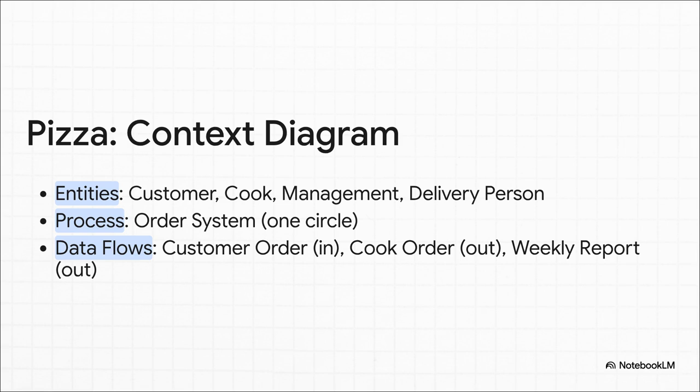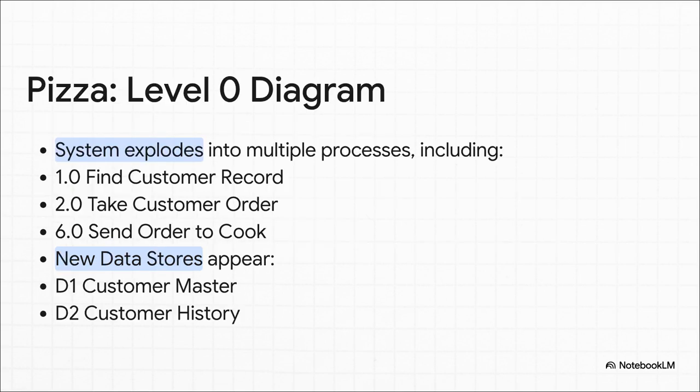We only see what's happening on the outside: the customer, the cook, management, and the delivery person, and the main chunks of data flowing in and out, like customer orders going in and weekly reports coming out. And now, let's zoom in to the level 0 diagram. That single order system process from before, it gets exploded into its main parts. So now we can see these separate steps like find customer record, take customer order, and send order to cook.